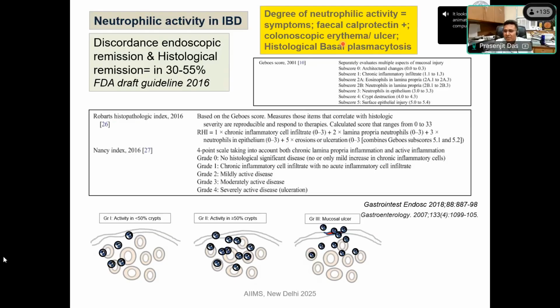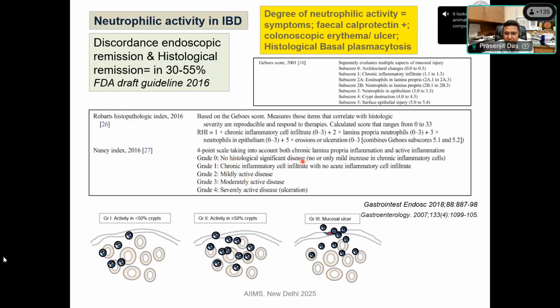Now, how to convey it better? There should be a grading system, and there are many grading systems to report or convey the neutrophilic activity. One is the GBOIS system. It is a validated system used for clinical trials, but it is not very easy to apply routinely. Other is Robarts. It is also very commonly used in clinical trials. Now Nancy is one index that we also commonly use routinely in all cases in routine reporting. It is very easy. So how to interpret that?